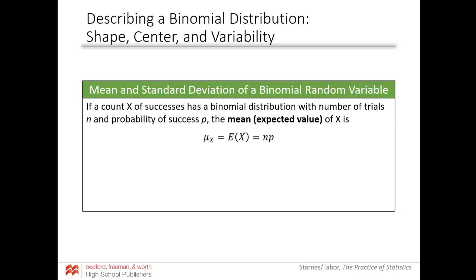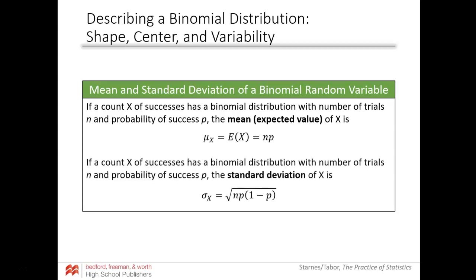So now we're going to talk about mean and standard deviation of these distributions. So here goes. If a count X of successes has a binomial distribution with number of trials n and probability of success p, so all the same stuff we've been talking about, you can find an expected value by simply multiplying n times p together. So number of trials times the probability of success.